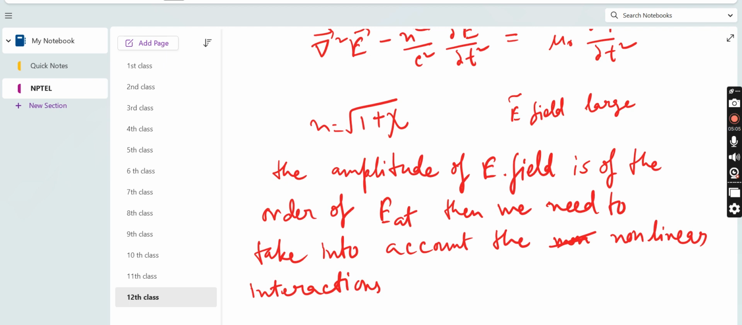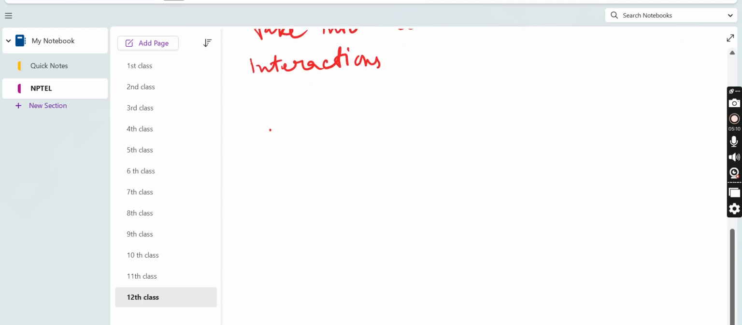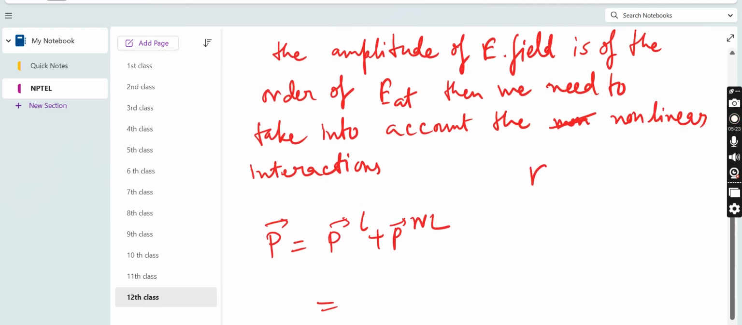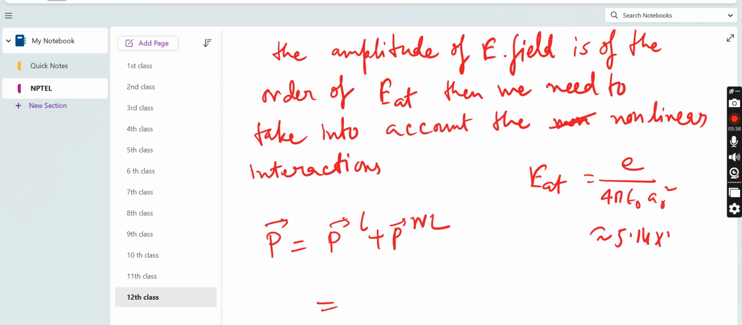So how can we take this into account? P is basically P linear plus P non-linear. So the polarization can be written as follows. The characteristic atomic electric field strength is E by 4 pi epsilon naught a naught squared, which is almost 5.14 times 10 to the power 11 volts per meter.